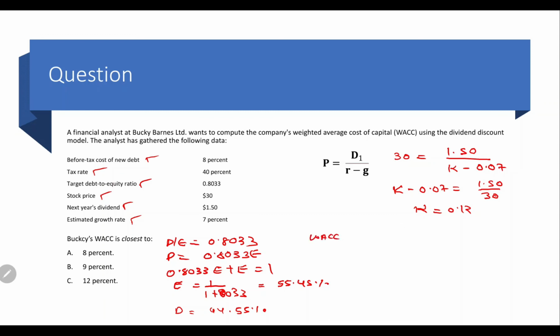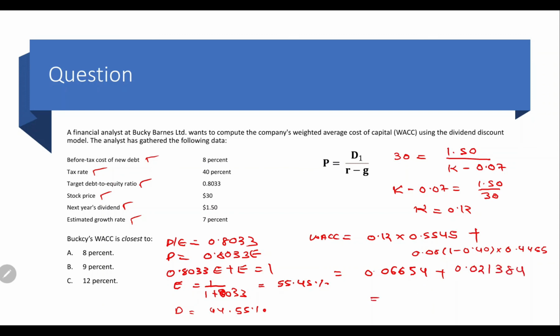Now we have the cost and weights of both debt and equity, and we can calculate WACC using the same. So WACC is cost of equity, that is 12%, times its weight, which is 55.45%, plus the cost of debt, that is 8%, minus the effect of tax. So we multiply this by 1 minus 0.40 and multiply this by its weight, which is 44.55%. When we solve this, we get the value of WACC, which is 8.79%, and it is closest to option B, that is 9%.